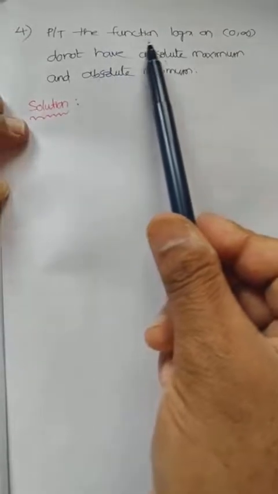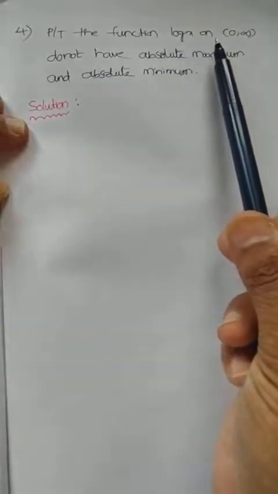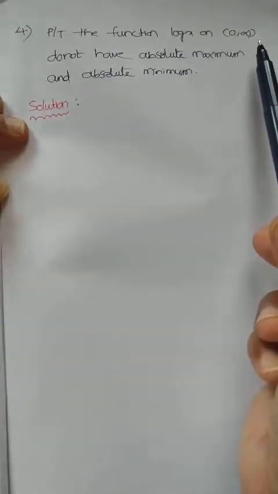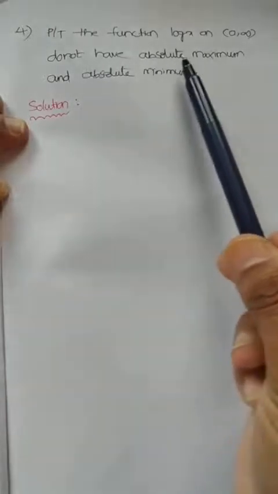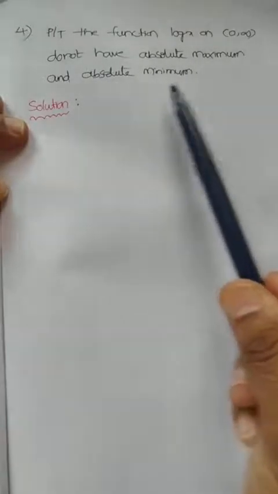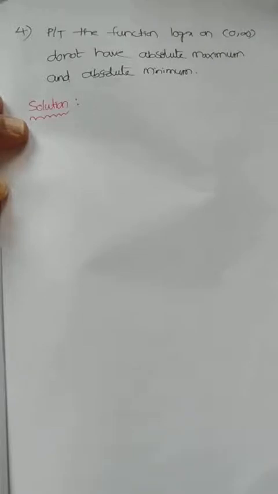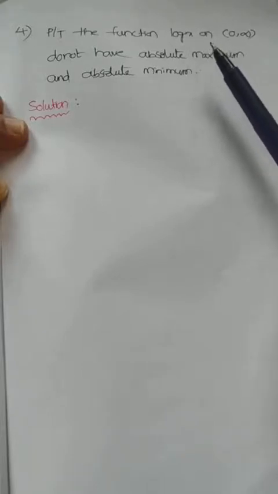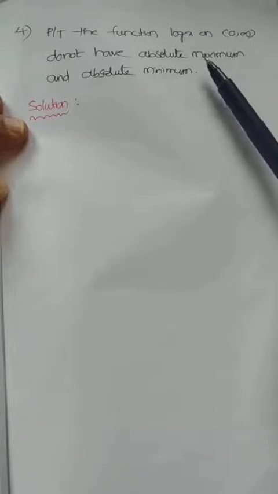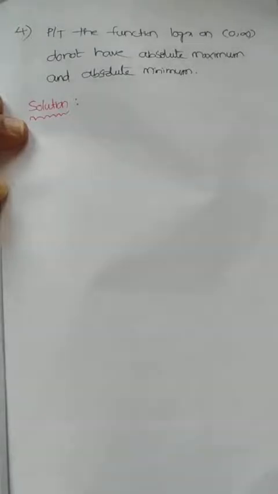Next problem: prove that the function log x on 0 to infinite does not have absolute maximum and absolute minimum values. So we have to check it. He is asking to prove that this log x function does not have any extremum, meaning it has no maximum value and no minimum value.